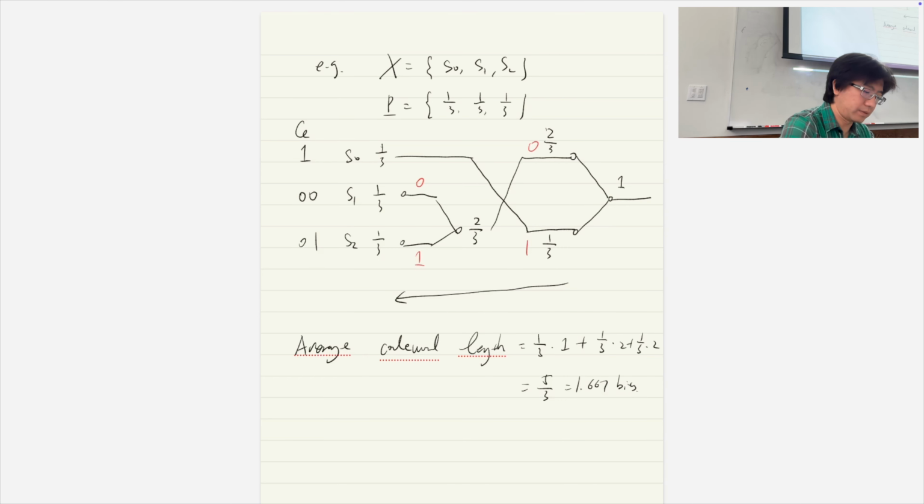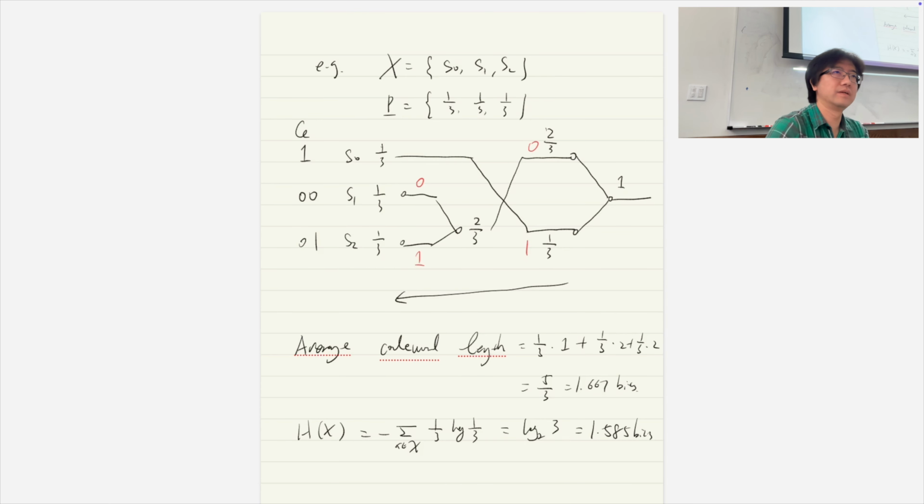Now let's compute the entropy. Here we consider a DMS, so we just need to compute the entropy. The entropy is 1/3 log 1/3, so that's log base 2 of 3. Can you compute it in your head? It's 1.585 bits. You can see that the average length is a bit higher than the entropy, but not so bad. So the Huffman code has pretty good performance.